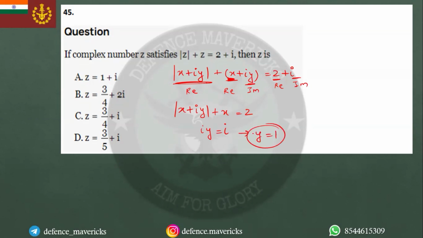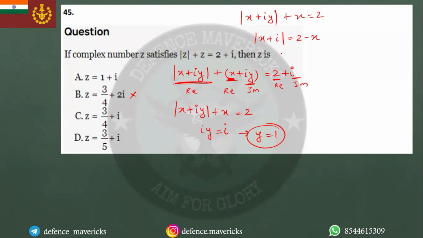जैसे ही y equal to 1 दिखा तो you can maybe eliminate this option. इसमें y is equal to 2 है. अगर भगवान का साथ होता तो और भी किसी ऑप्शन में eliminate होता, but now let's put this value of y over here and solve it. So this is just |x + iy|, because y is equal to 1, plus x is equal to 2. So mod of x + i is equal to 2 minus x.